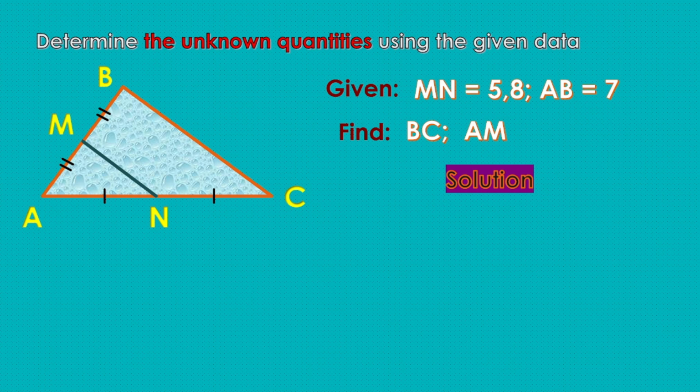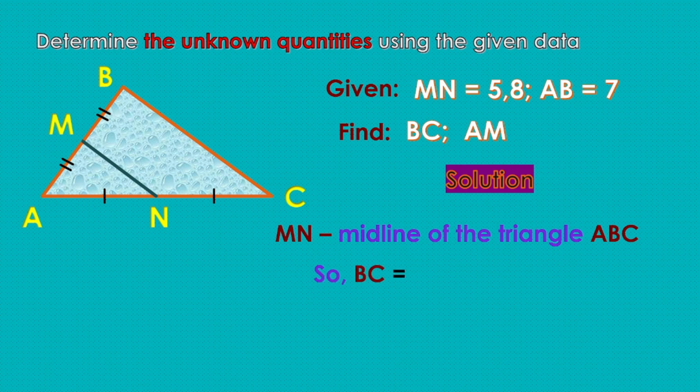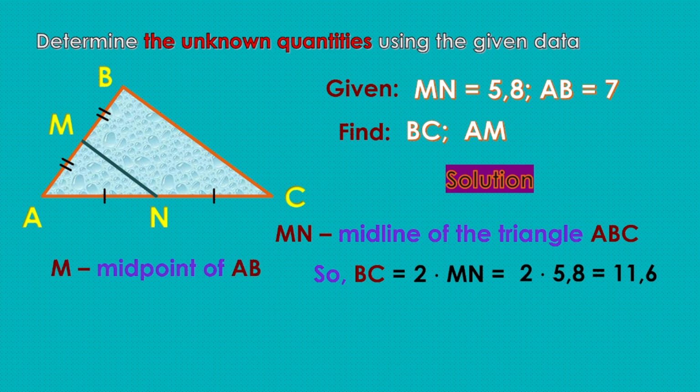Let's start. Yes, MN is the midline of the triangle ABC. Then see how we will find BC. And here I'll remind you, if MN, for example, is marked with an X, then BC is twice as much, 2X. Quickly substitute. Multiply 2 by 5.8. This equals 11.6. That's it, found. They asked for BC, we already know.